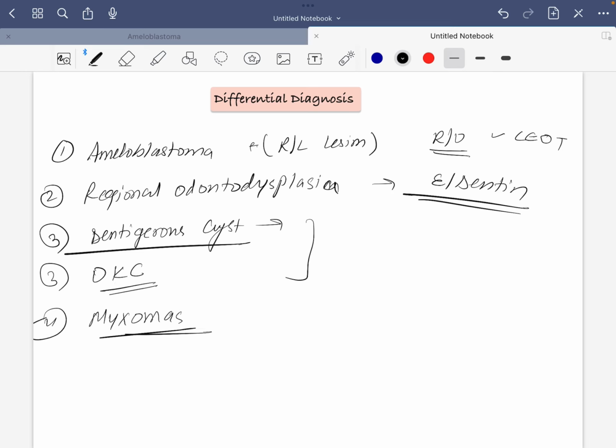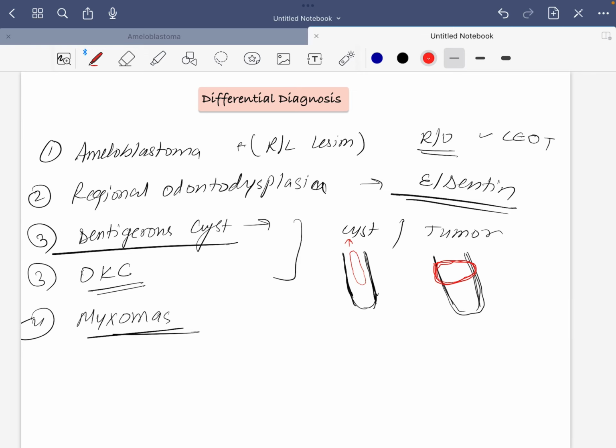For these, I told you the difference between cyst and tumor. I told you in ameloblastoma also, it's all about the growth. For example, this is your jaw, this is your cortical plate, this is your cortical plate. If your lesion is growing like this, it's a cystic lesion. If your lesion is growing like this and it is robbing your bone, the chances are it's going to be a tumor. That's the difference between dentigerous cyst and OKC.